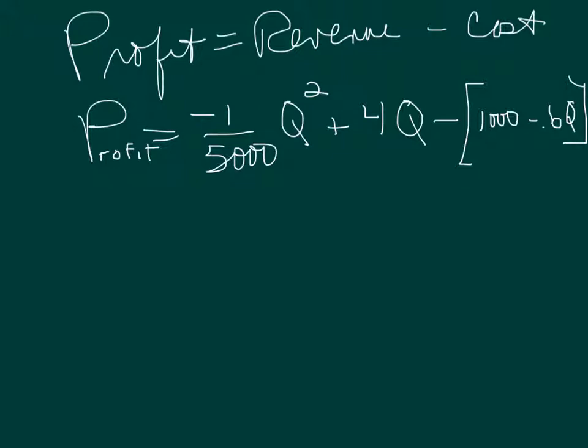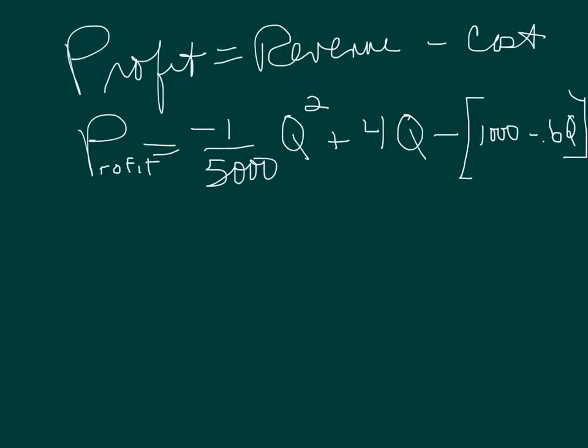I just happened to catch one little thing, so let me fix this. Your cost equation is actually 1,000 plus 0.6Q. So let me not mess that up. So this is 1,000 plus 0.6Q. Okay, that's better. So now let's see what we're going to do.